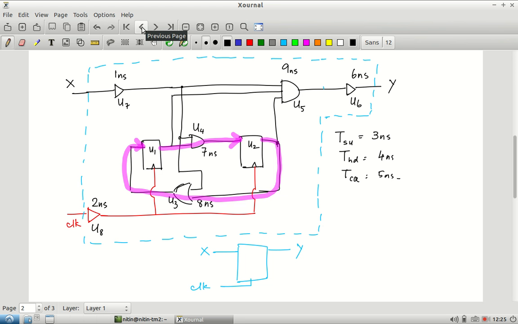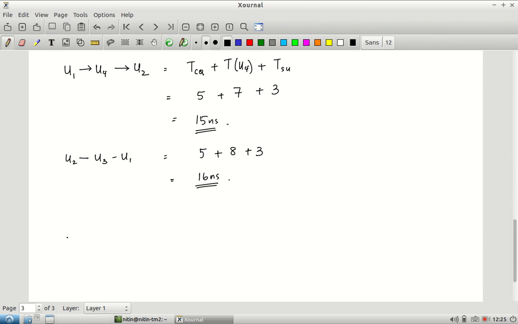So U1, U4, U2, U3, U1 is not something that we are concerned about. Why? Because at some point in between we are hitting a register in the middle. Okay. So U1 to U4 to U2 to U3 to U1 is not a timing path. Right? Why do we say that?